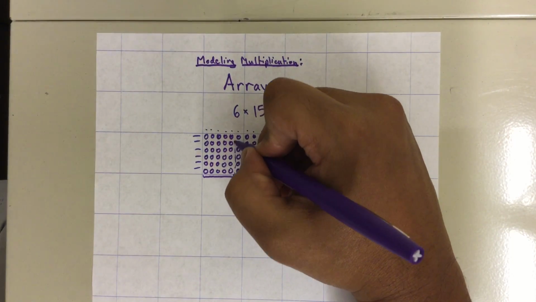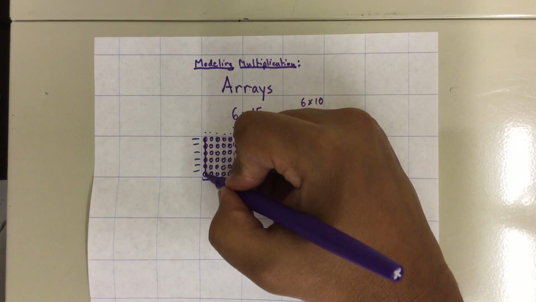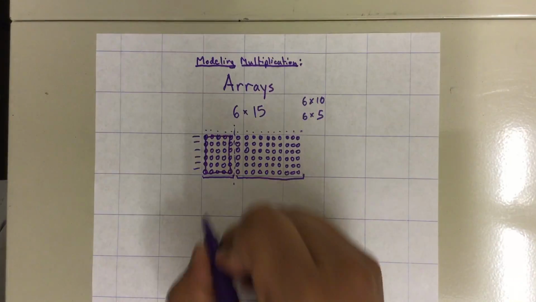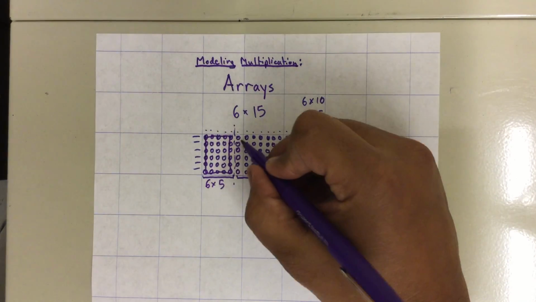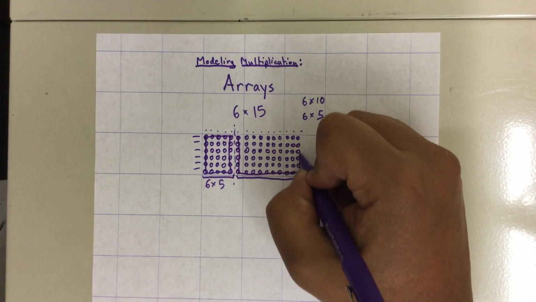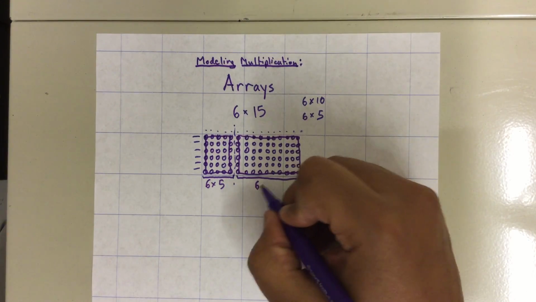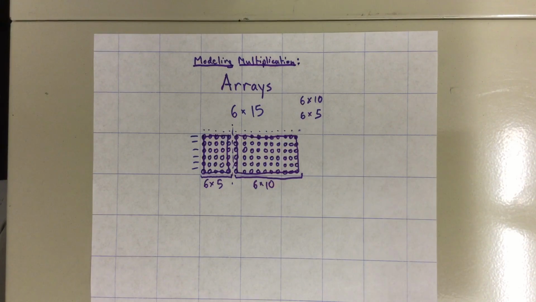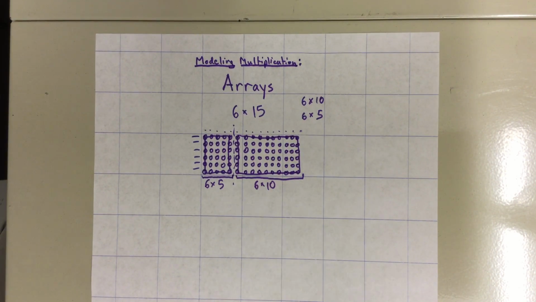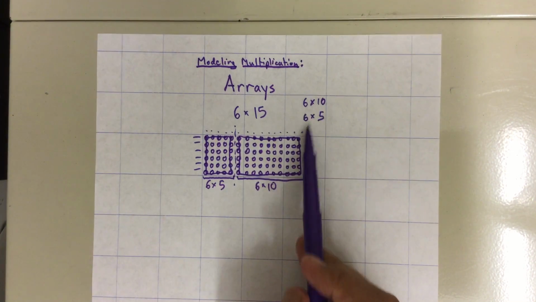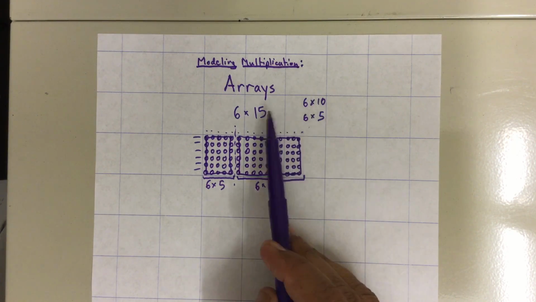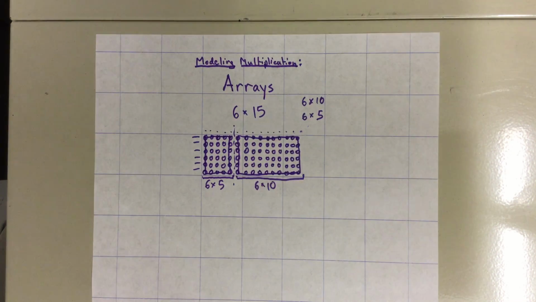So, splitting this up, this group of circles goes with our 6 times 5. This group of circles goes with our 6 times 10. That's all it wanted us to understand. The array goes with this sort of mental math style of breaking the math problem apart.